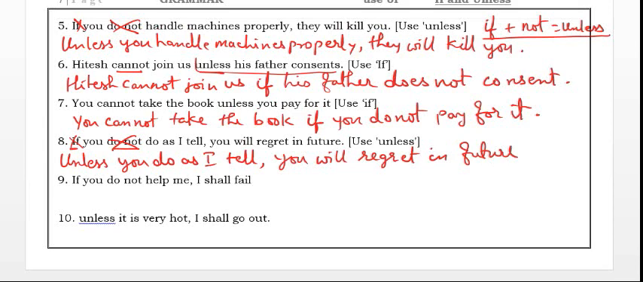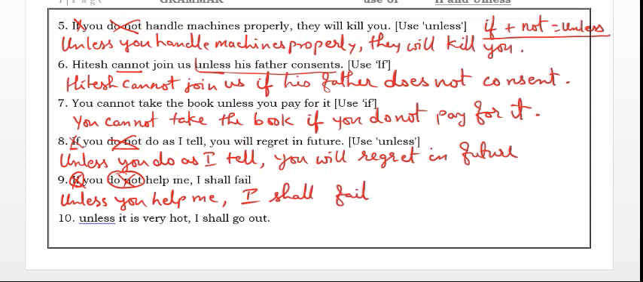Again the same like the eighth one, if and not. So I will remove both of them because if and not is equal to unless. Unless you help me, I shall fail.